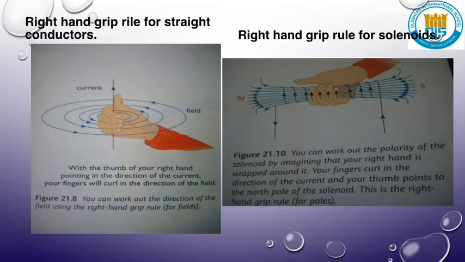But if your thumb points in the direction of the north pole of the solenoid, the other fingers will point in the direction of the current around the solenoid. That is the difference between the right-hand grip rule for straight conductors and that for solenoids.